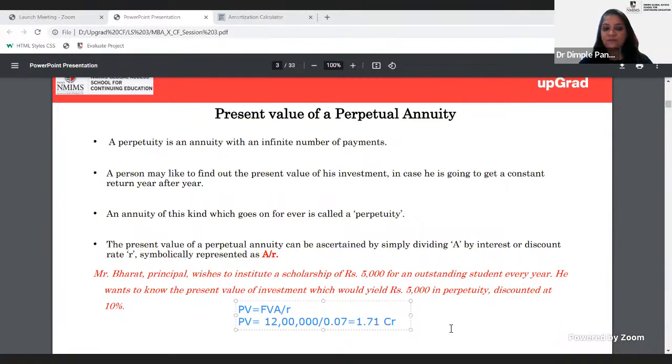yes, and we are not very sure of how long I will survive. Now, in this case, tell me who would be at an advantage. Why will the insurance company do this? What would be the advantage? What do you think? I'm going to give 1.71 crores to the pension company and pension fund, and they're going to pay me 12 lakhs per annum for an infinite number of years.